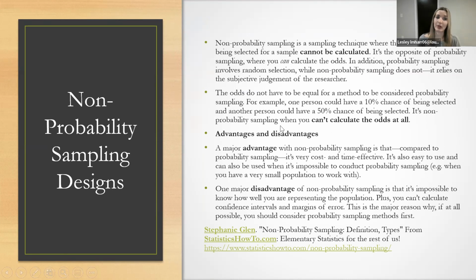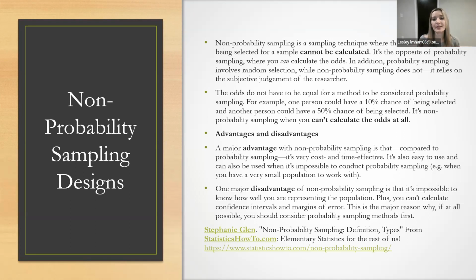So remember, if we're doing non-probability sampling, we are not using randomization. If we're doing probability sampling, we are using randomization. So we cannot calculate any odds. We don't have to say that everybody in the sampling frame had a 10% odds of being selected for the sample.